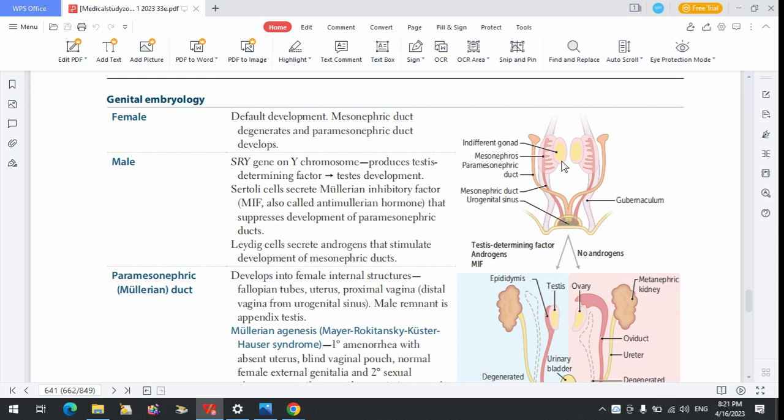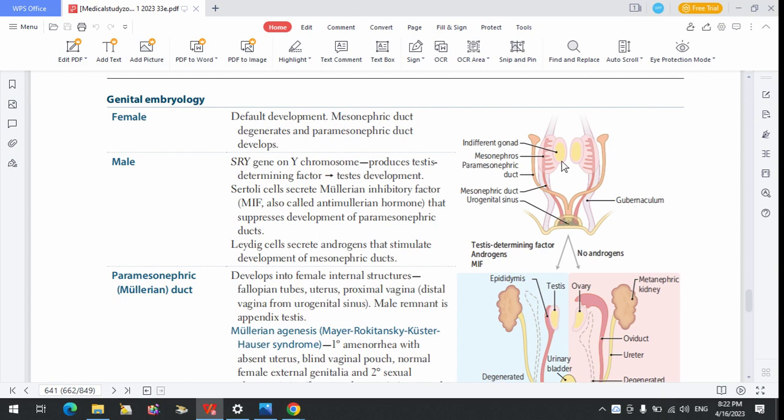Then lastly, you look at what happens to the external genitalia. The external genitalia are the prostate, the scrotum, and the penis, and those are actually formed by two things. Initially, before puberty, it is due to DHT, dihydrotestosterone. After puberty, it is due to the influence of testosterone. So before puberty, the penis forming, the scrotum forming, the prostate forming is due to DHT. After puberty, lengthening of the penis and widening of the scrotum is due to testosterone.